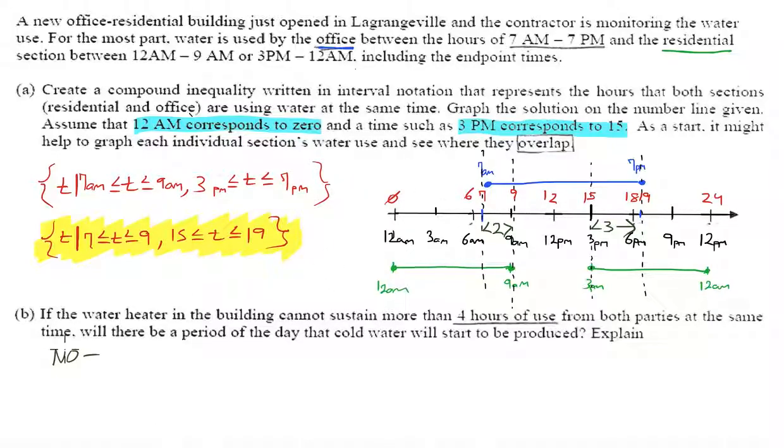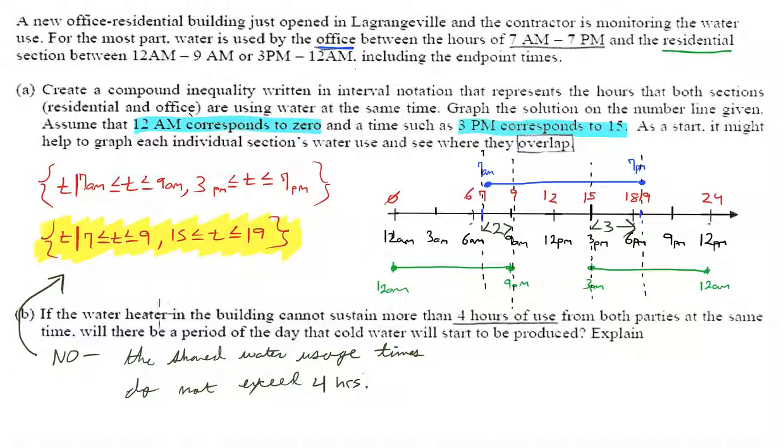And the explanation for that is that the shared water usage times, I guess you could say it like this, do not exceed 4 hours. And your proof of that is pretty much right there. It only goes between 7 and 9 and 15 and 19. 2 hours and 3 hours.